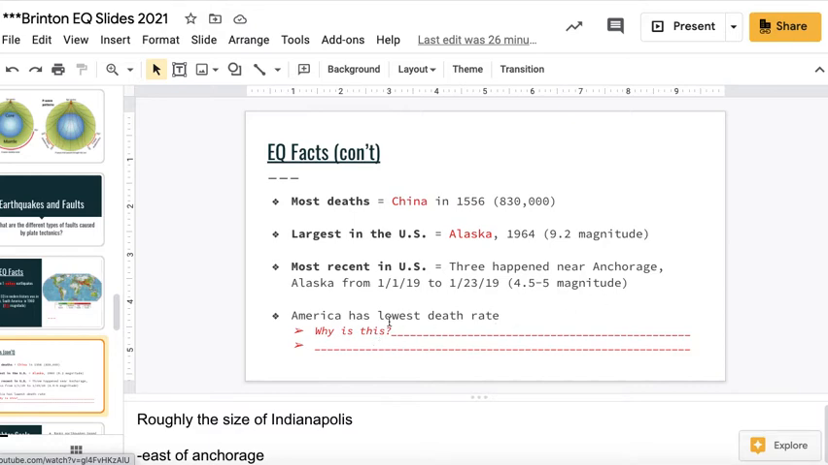America has the lowest death rate. Why is this? Let's pause here and write some sentences and explain why. This one, I haven't given you the answer. This is where I'm asking you to be creative and to think it through. Why do we have the lowest death rate? Have we done something different? Could it be about our geology? Think about this and think it through and pause here and write a couple of sentences.